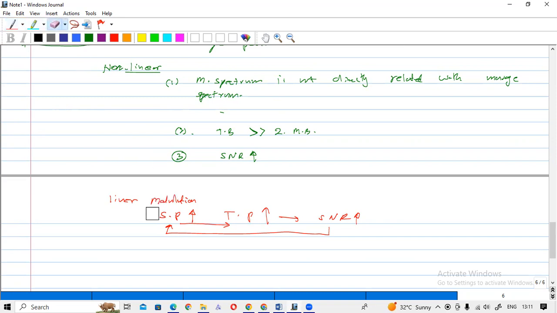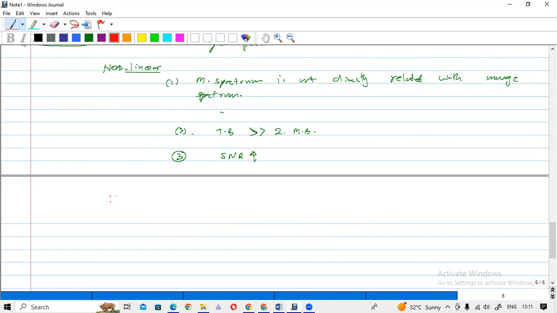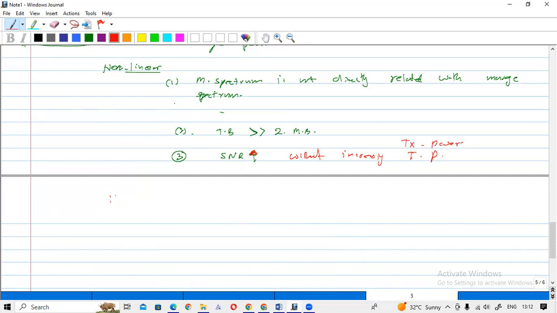In nonlinear modulation, I will explain it later, you can increase the SNR without increasing the transmission power. These are the properties of the nonlinear techniques, and this is one advantage of nonlinear techniques: the SNR can be improved without increasing the transmission power. But in linear, if you want to increase the SNR, you have to increase the TX power also.